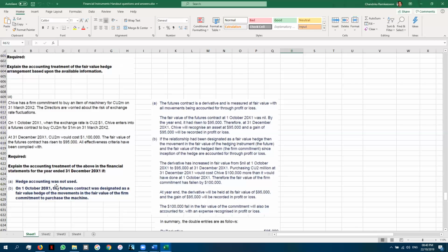Now remember though, as opposed to a calculation which you may carry out in your AFM, here we've got to account for changes in prices at the reporting date. At 31st December, X1 CU 2 million would cost 1.1 million. The fair value of the futures contract has risen to 95,000. All effectiveness criteria have been complied with.